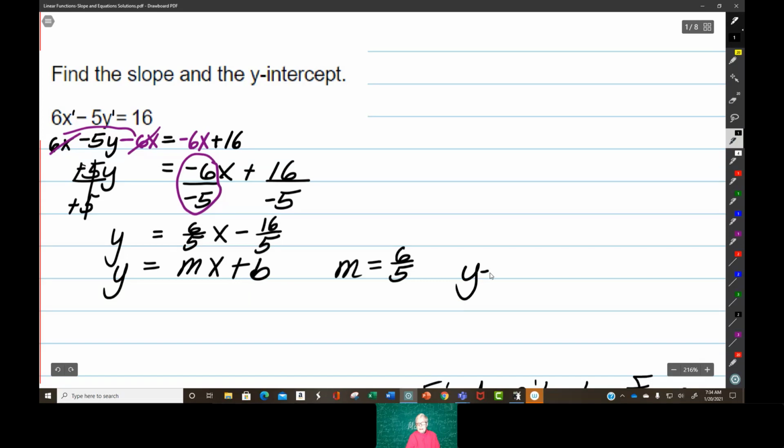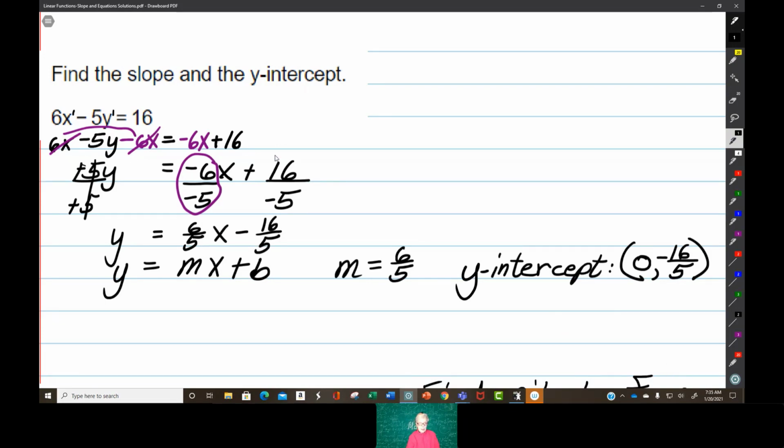And the y-intercept is the point 0, 0 is always the first number in a y-intercept, and then b, which is negative 16/5. Okay, going back over this, making sure, yes, now it's right.